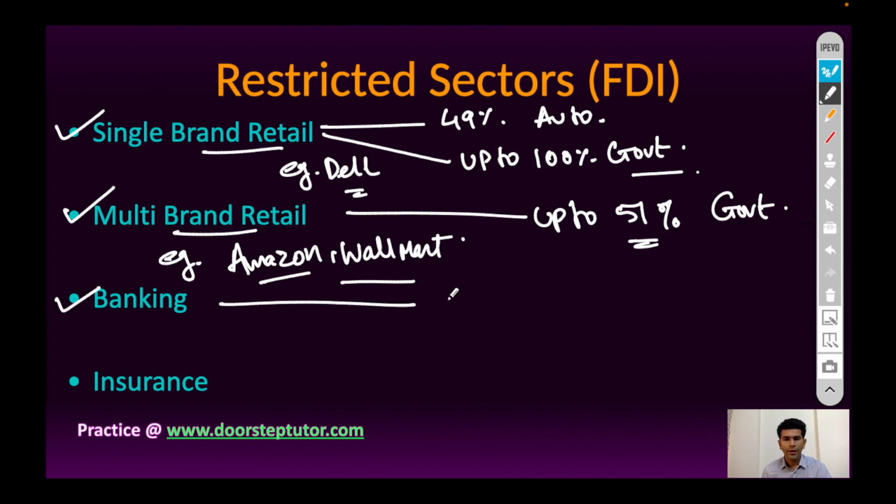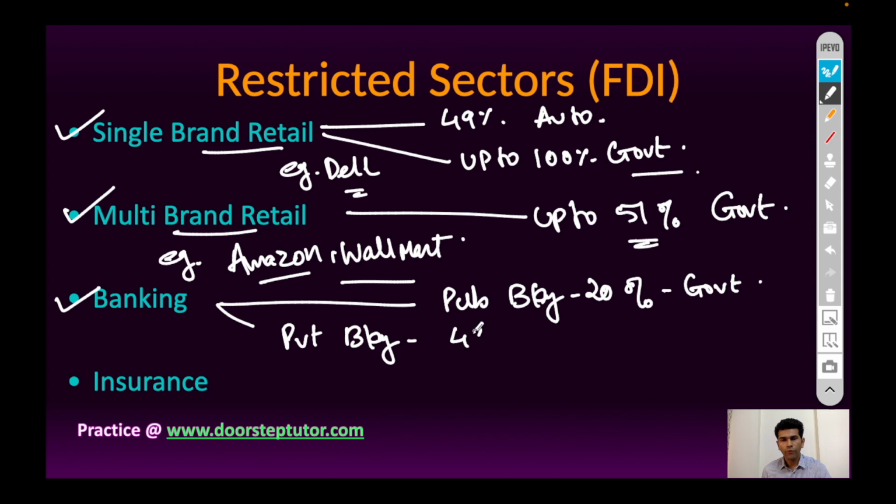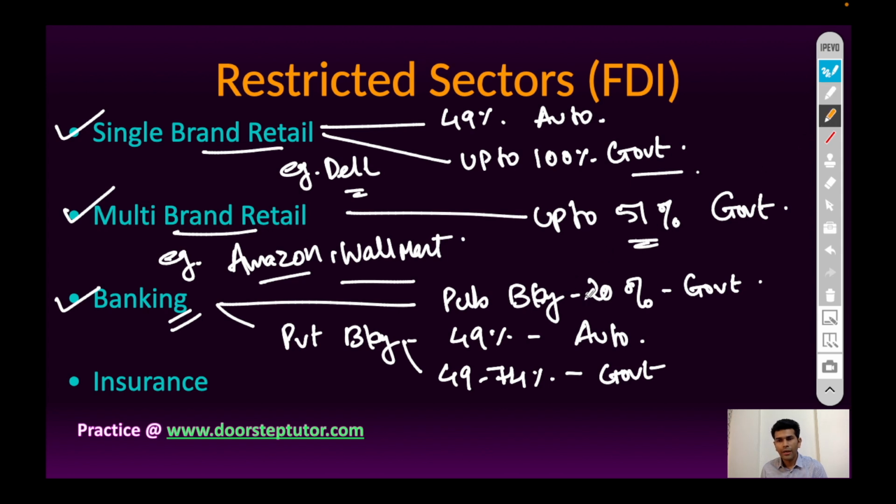Next, banking. In public sector banking, only 20% FDI is allowed by way of government approval route, and private banking up to 49% by way of automatic route, and above 49 but up to 74% is allowed by way of government route. So banking sector can be classified into public sector banking and private sector banking. In public sector banking, only 20% is allowed, but prior approval is required. And in private sector banking, up to 49% by way of automatic route and 49 to 74% by way of government route. 100% FDI in banking sector is not allowed.